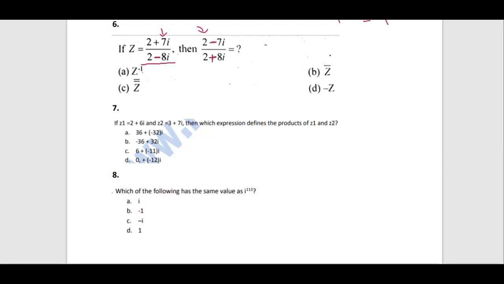All right. Now we can see that this is what happens in case of conjugates, right? So clearly B is the answer. Now here Z conjugate is basically going to be the conjugate of the numerator and the conjugate of the denominator. So the conjugate of 2 plus 7i is 2 minus 7i, and the conjugate of 2 minus 8i is going to be 2 plus 8i. So B is the answer. Okay.